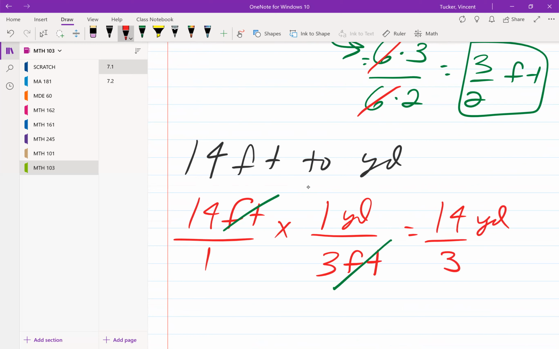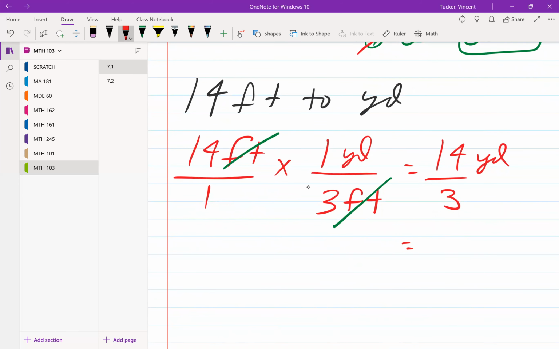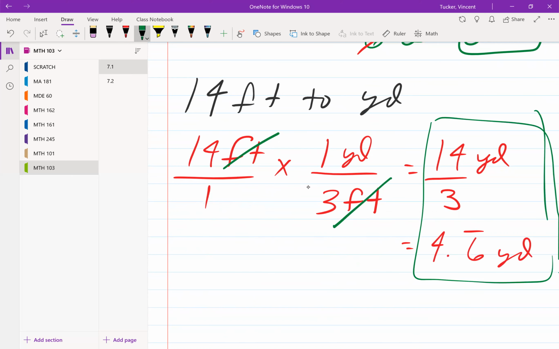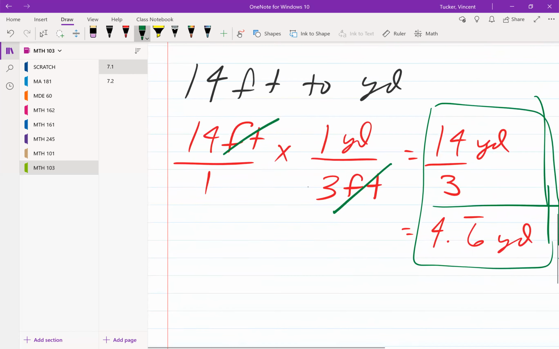And your instructions will let you know if they want you to convert it to a decimal or not. This is a run-on decimal, 4.6 repeated, but either one of these answers would work since 3 doesn't divide evenly into the 14. All right, let's look at another one.